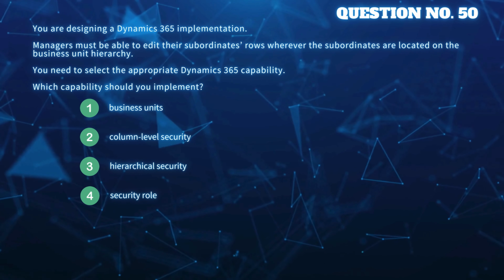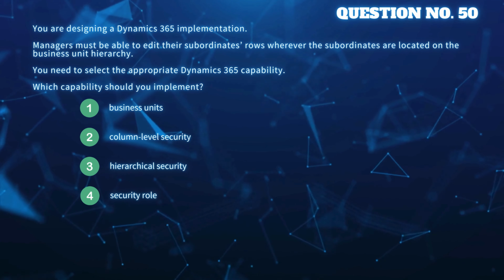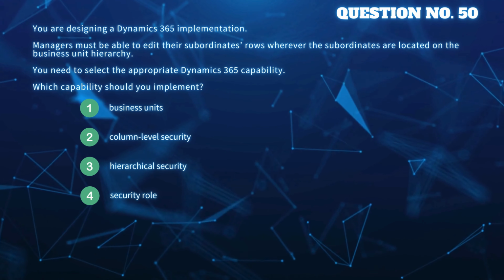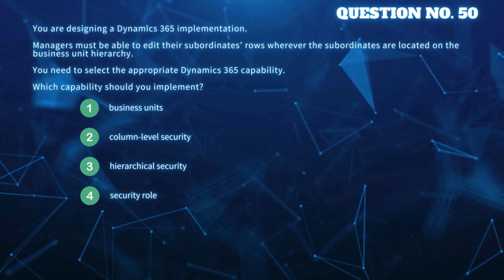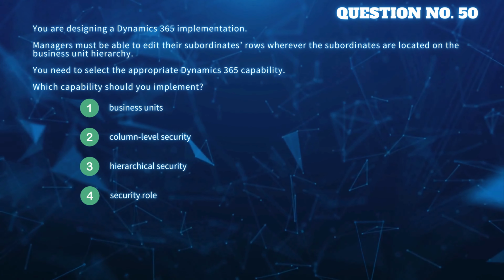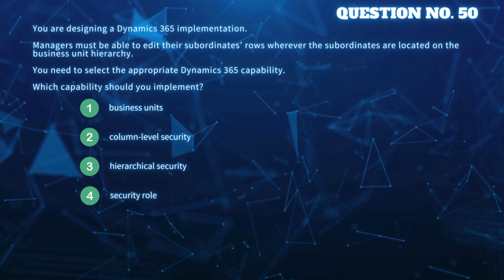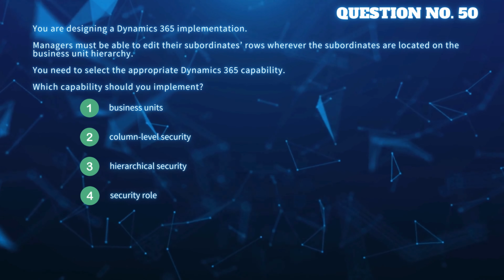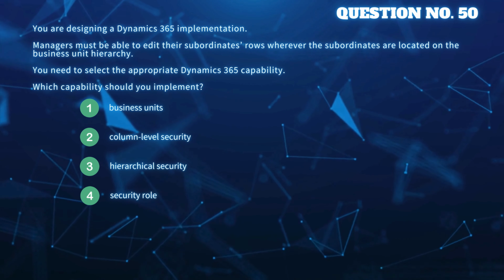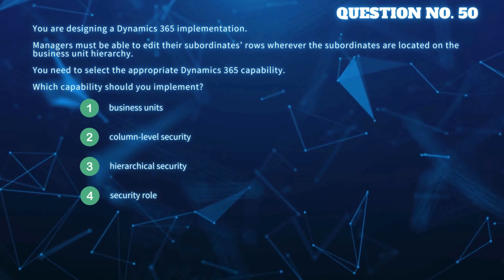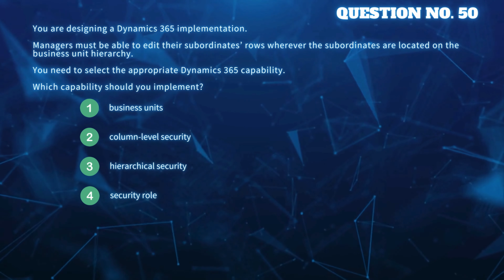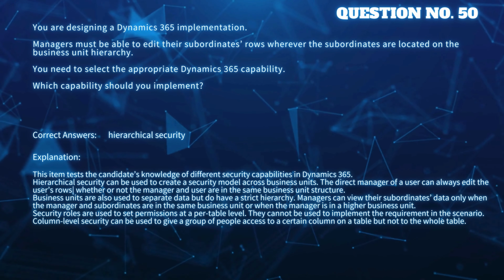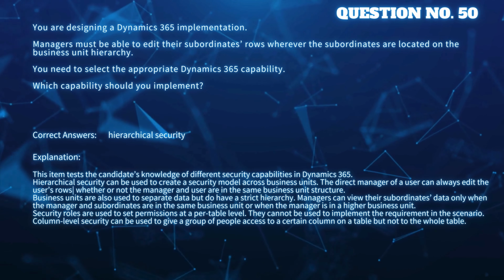You are designing a Dynamics 365 implementation. Managers must be able to edit their subordinates' rows wherever the subordinates are located on the business unit hierarchy. You need to select the appropriate Dynamics 365 capability. Which capability should you implement? Option 1. Business units. Option 2. Column-level security. Option 3. Hierarchical security.